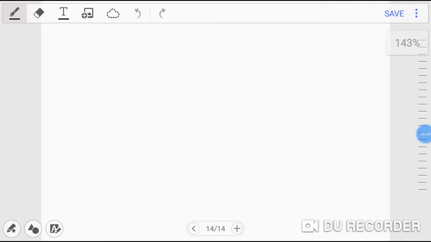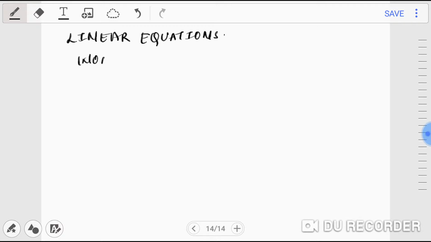Good evening, dear kids. Today we'll take some more practice problems for linear equations. So we are going through word problems.